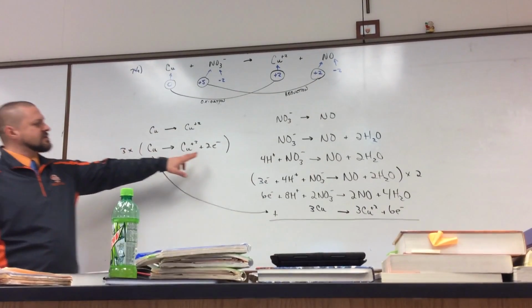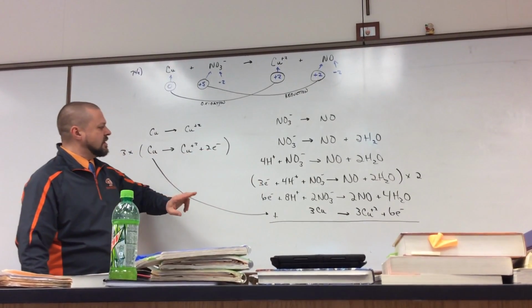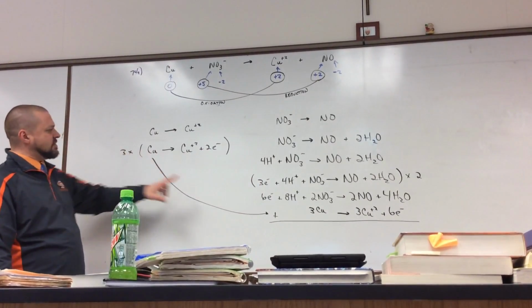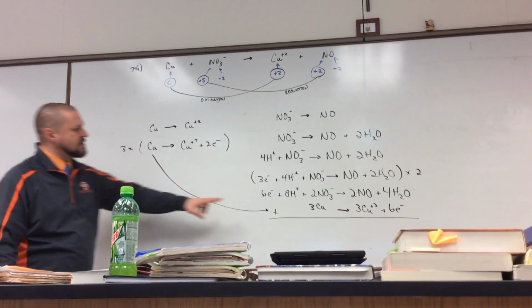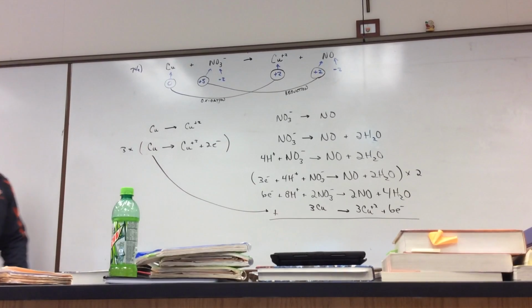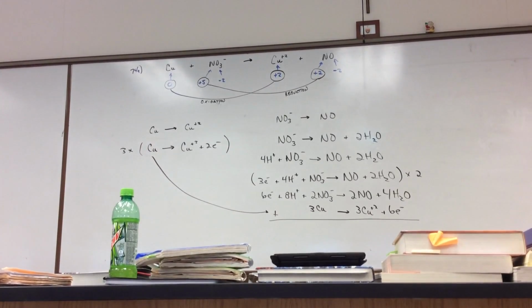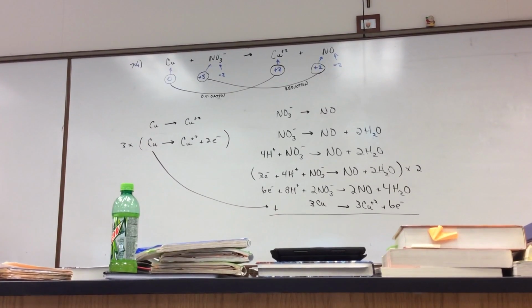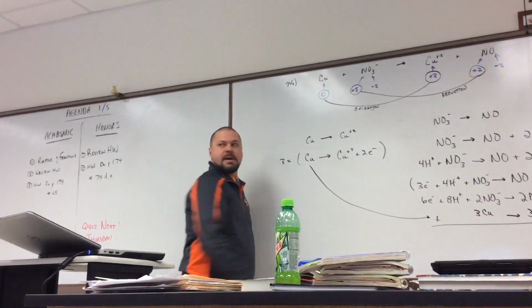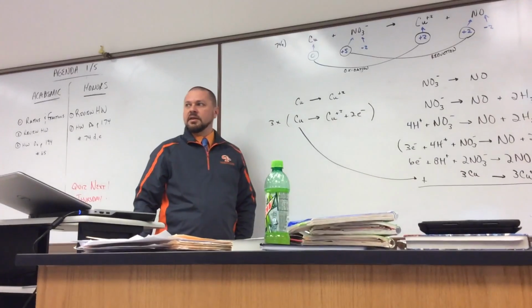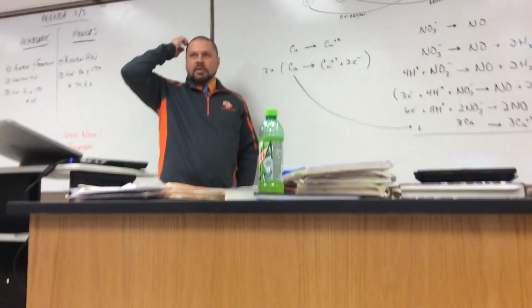Now we have an uneven electron exchange, 2 and 3. And so we're going to bring them both to 6. So we did that by multiplying this equation by 2 to get this, and this equation by 3 to get this. So, how do you figure out how many electrons are needed? You got to make each side equal. You got to balance it.